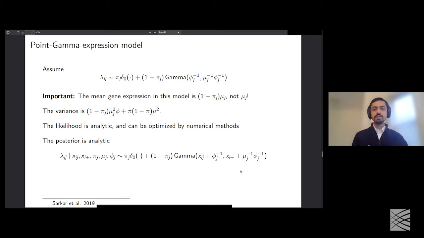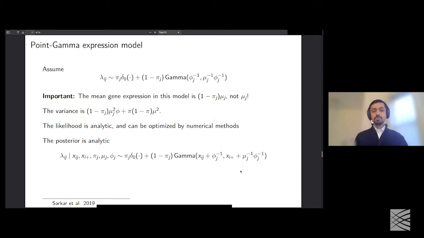The consequence of that is that the mean gene expression, which is the expected value of lambda ij, is now 1 minus pi times mu, and not just mu. And similarly, the variance is not the variance of the gamma component, it's the variance of this two-component mixture, which is more complicated. I've written it on the slide. These are important points to keep in mind when using this kind of model to estimate the mean and variance of gene expression. For example, in my own work, where we wanted to study genetic effects on the variance of gene expression, it was very important to get the variance of gene expression correct and to use the expression on this slide.